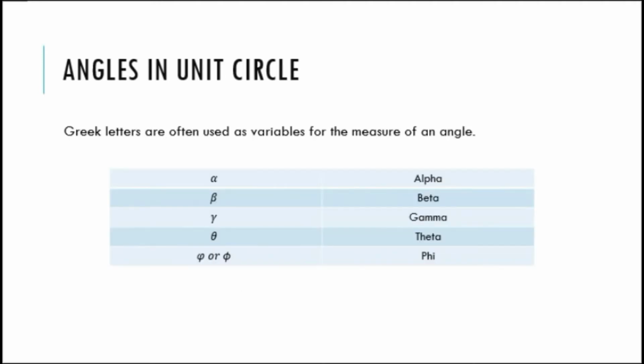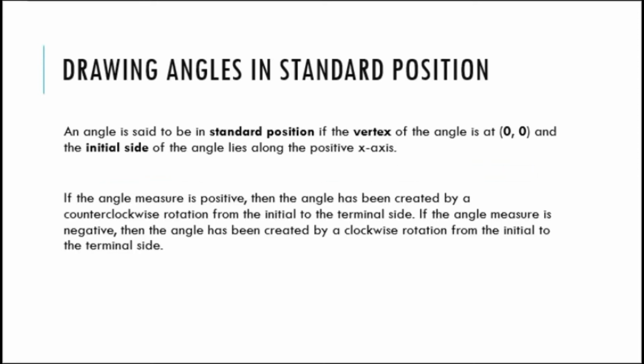In angles, Greek letters are often used as variables for the measure of the angle. So we have here the alpha, beta, gamma, theta, and phi symbols. And so we will now be drawing angles in the standard position.